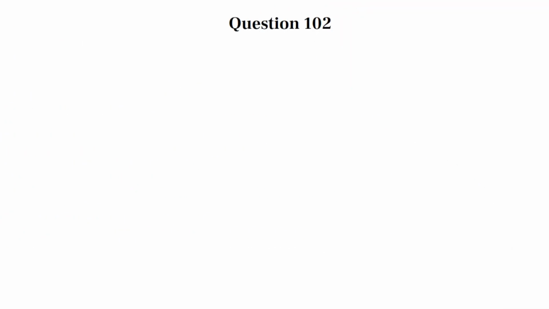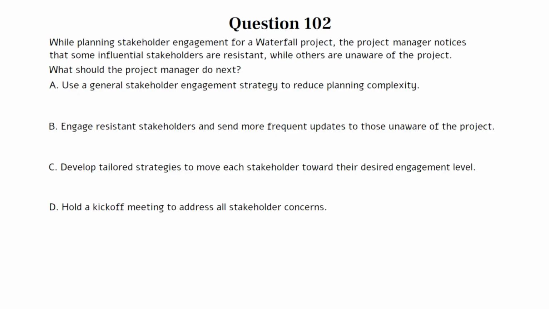Question 102. While planning stakeholder engagement for a waterfall project, the project manager notices that some influential stakeholders are resistant, while others are unaware of the project. What should the project manager do next?